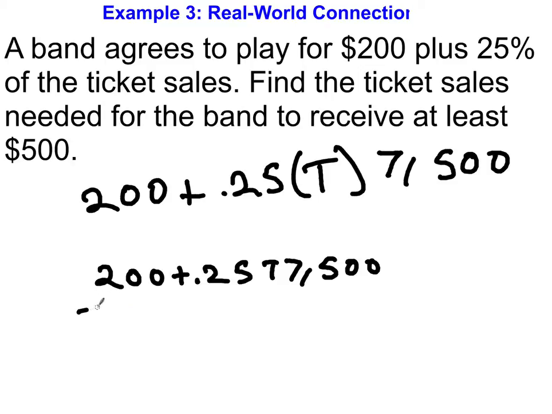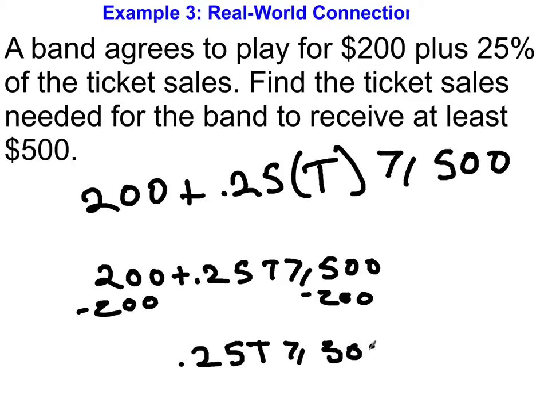Subtract 200 from both sides, and you get 0.25t is greater than or equal to 300. We're about to divide by something. We're going to divide by 0.25. So you got to be careful. Is this a positive or a negative number? It's positive in this case, so our sign is going to stay the same.